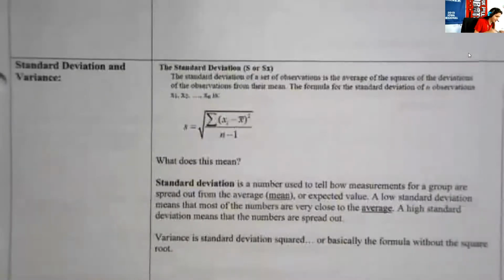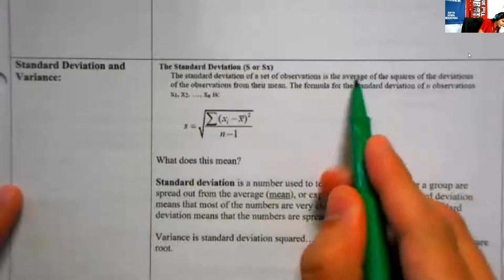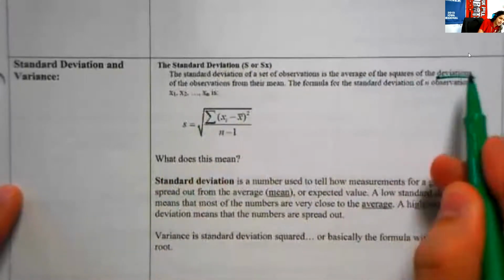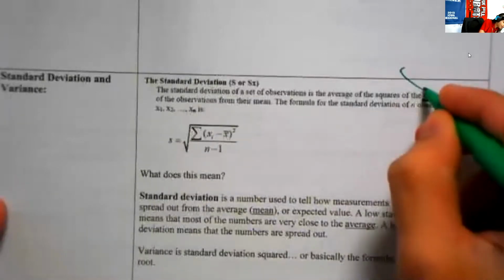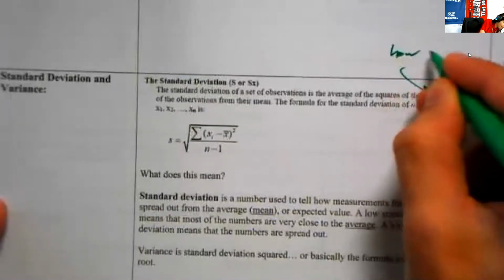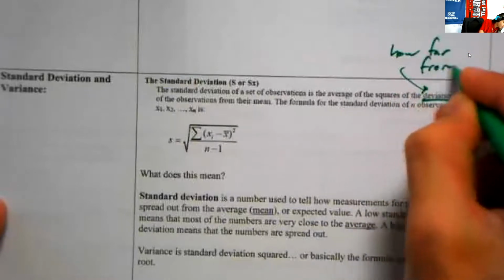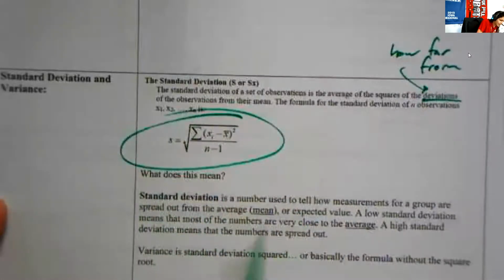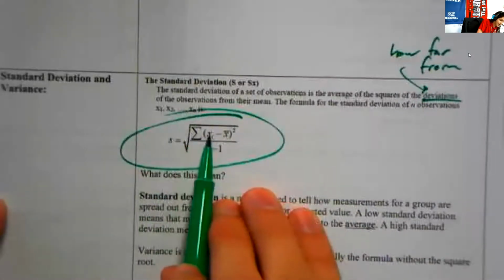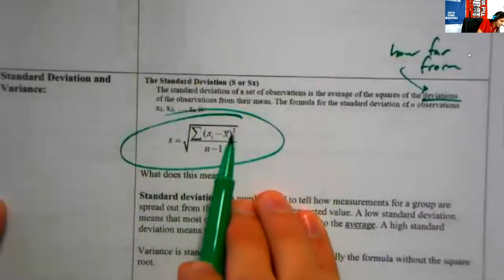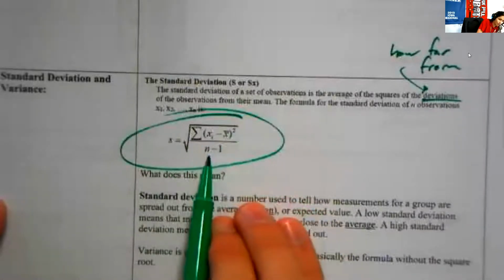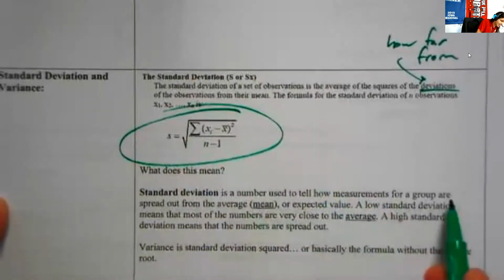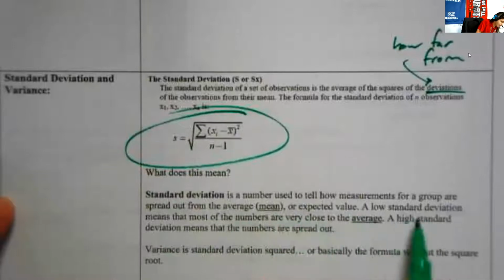What the heck is a standard deviation? It's the average of the squares of the deviations of the observations from their mean. Deviations, deviant, deviations, how far from. The formula is given here. This is going to be on your formula sheet. It says add up the value minus the mean, square that distance, divide it by 1 less than the number of observations, and take the square root of the thing. It tells how spread out they are.